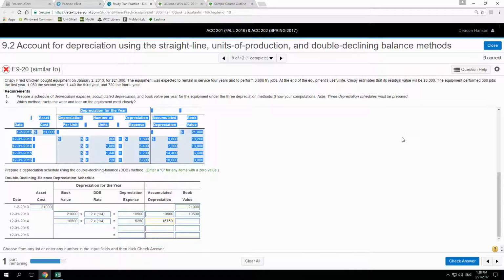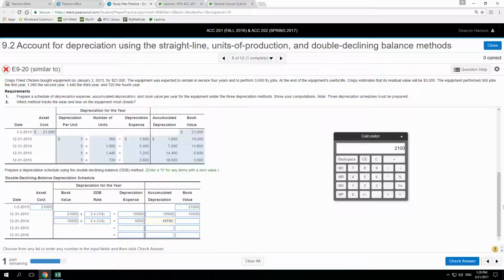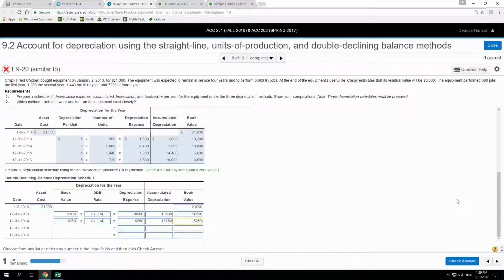Okay. So now my book value will be the difference between my cost of 21,000 minus the new accumulated depreciation of 15,750, which is basically half. So far, so good. Now, I think they give you a hint somewhere. Didn't they give you a hint? They should give you a hint in this problem because at some point you have to switch to straight line.